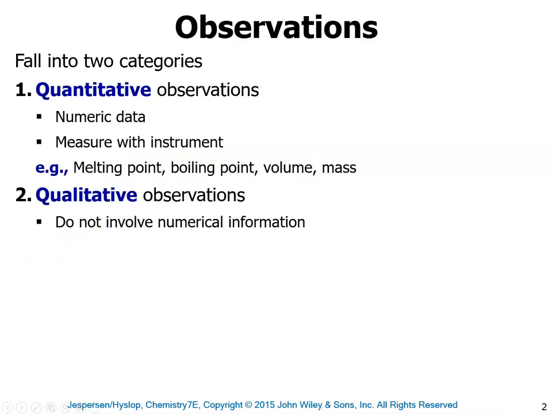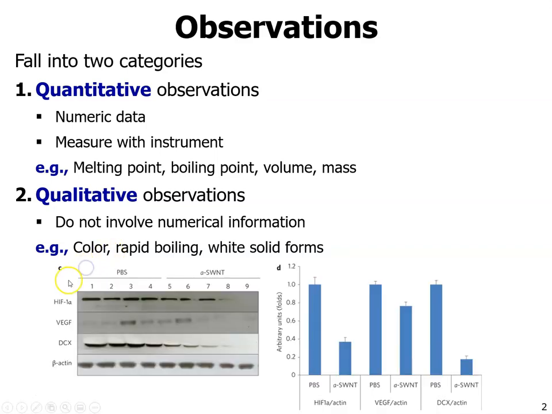Qualitative observations do not involve numerical observations. For example, the color, rapid boiling, a solid forms. So something that happens that you observe, but you don't necessarily write a number down. So these are the types of observations. There are really two types.